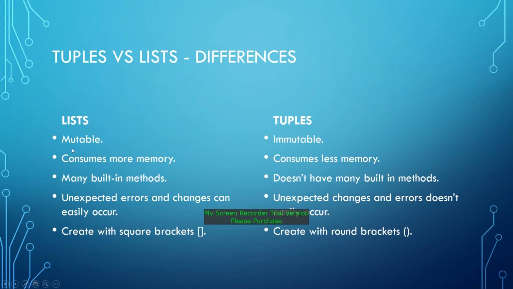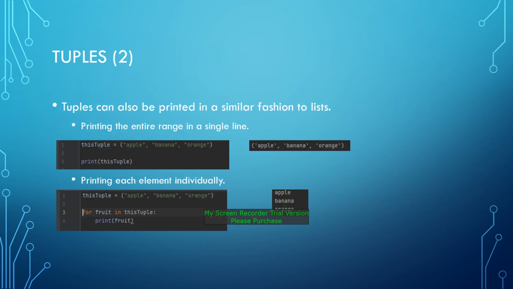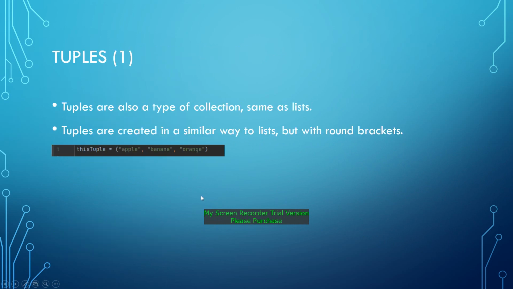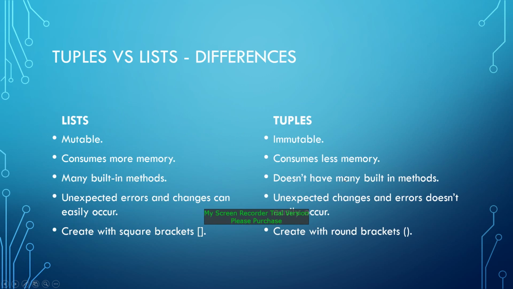Lists consume more memory, whereas tuples are a lot less memory intensive. So that also makes them faster to use. I'll explain how that works now. Lists have more built-in methods. For example, a method you can use on a list was in the homework, where we used list.reverse. So that is a list method. Lists have a lot more methods than tuples do. But tuples use less memory, so they have fewer operations you can do on them.